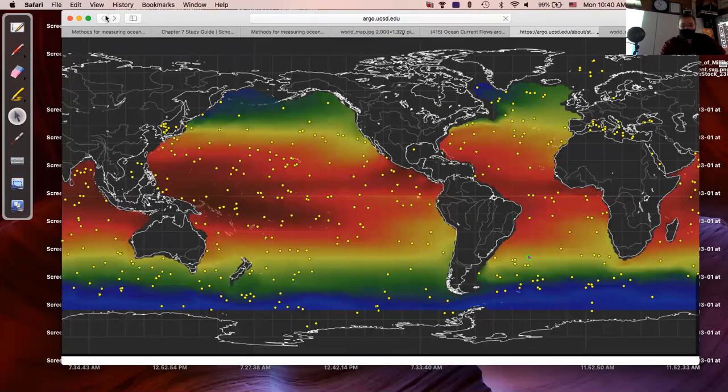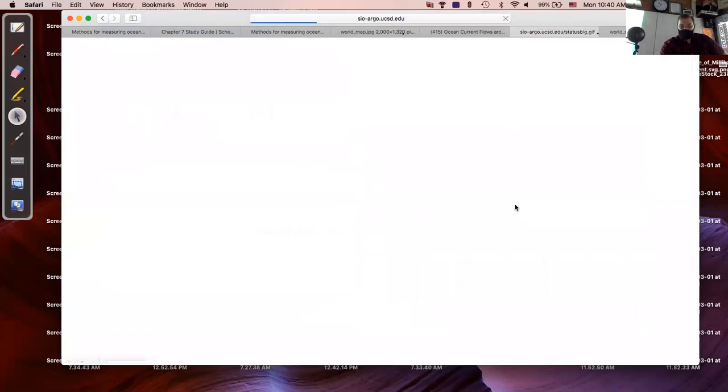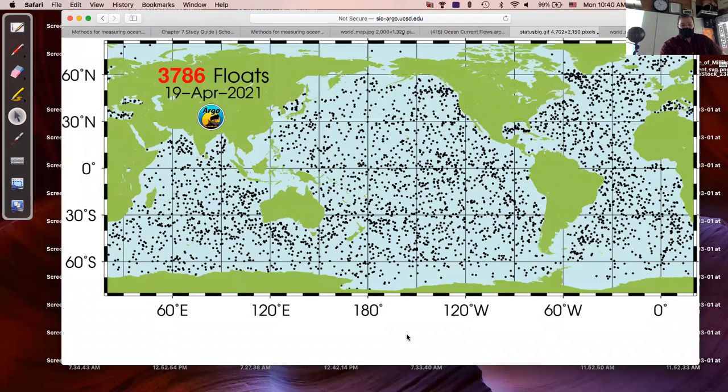It's not a hot clickable map, but this one shows the current location of all the ones that ought to be out there. So there's a total of 3,786 active floats. That's April, that's today. And those are the relative location of all the floats. So in a way, oceanographers around the world are able to know current temperature, salinity data from all those floats.